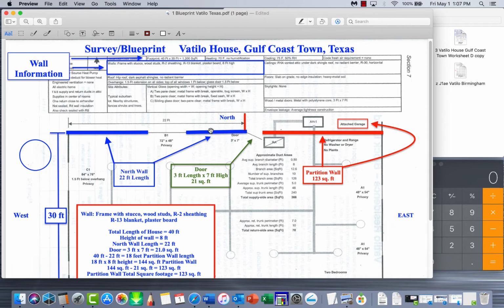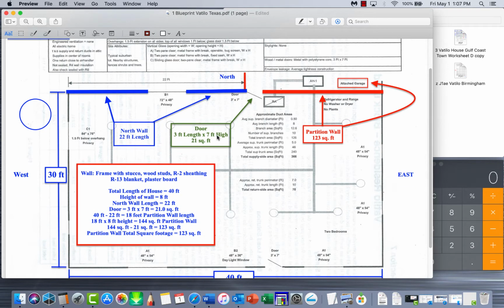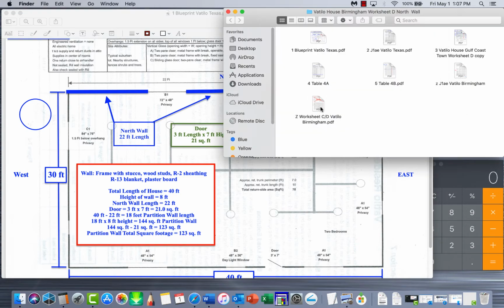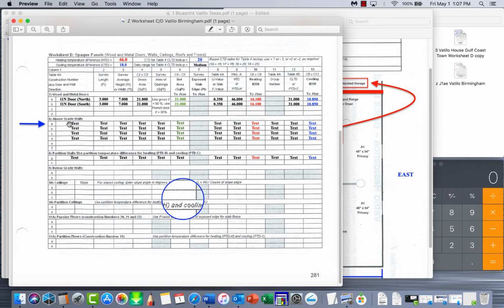Now, you want to do all your walls that are actually exposed to exterior temperatures. We can look at our Worksheet D and you'll see this. You have above grade walls and partition walls for use when there's a temperature difference in the heating and the cooling. And then you have a below grade wall. Our house here is on a slab, so we don't have to worry about a below grade wall. But if you had a basement, this would be where that goes. If you have a garage, that's a perfect example, you would use the partition wall right here. And if it's exposed directly to the outside, we're just going to use an above grade wall.